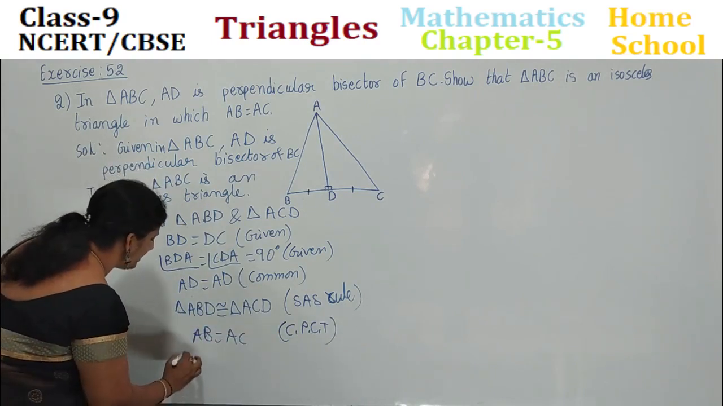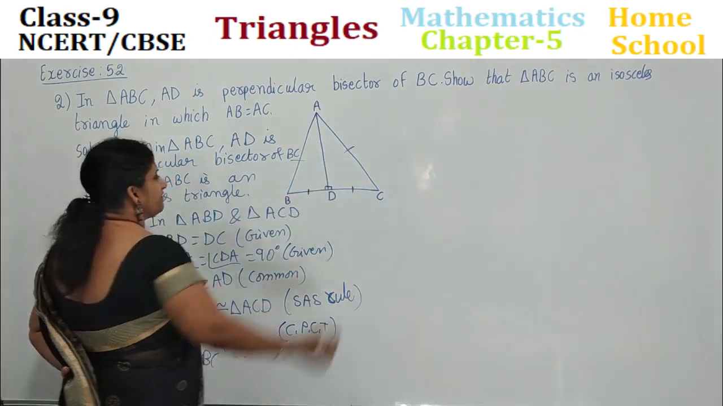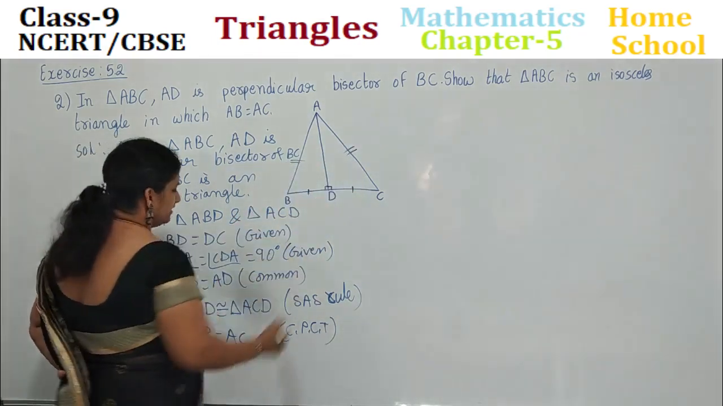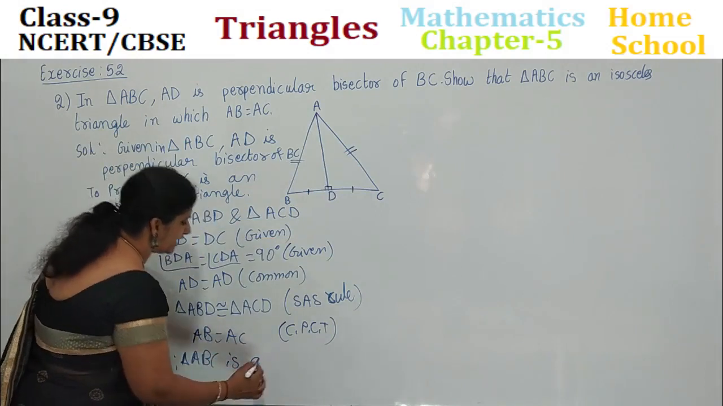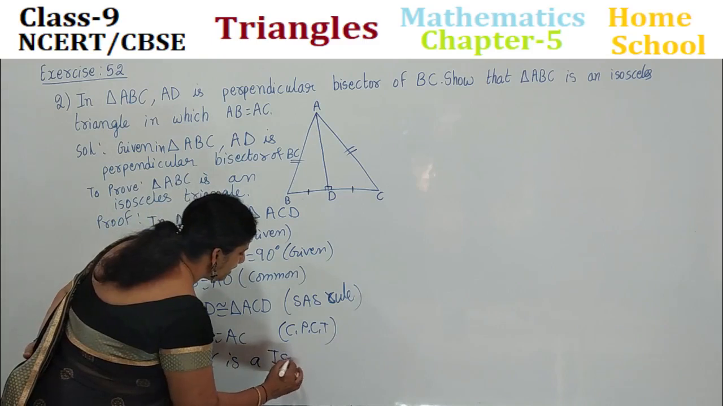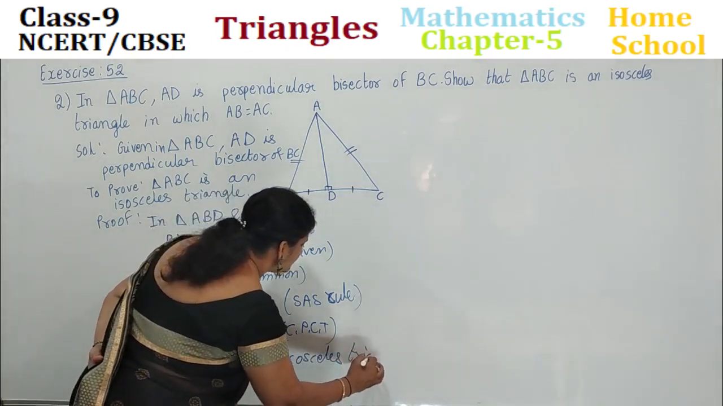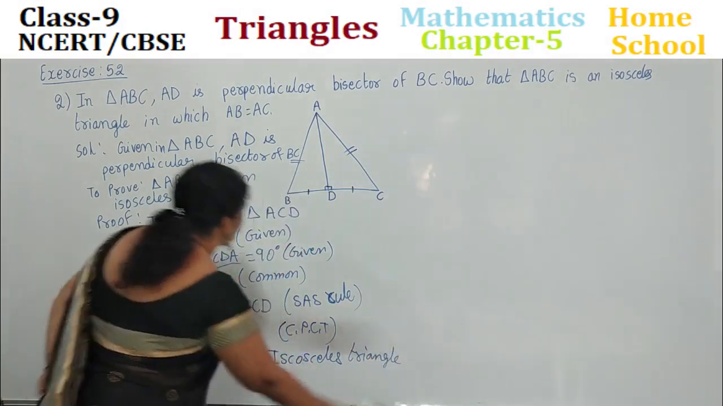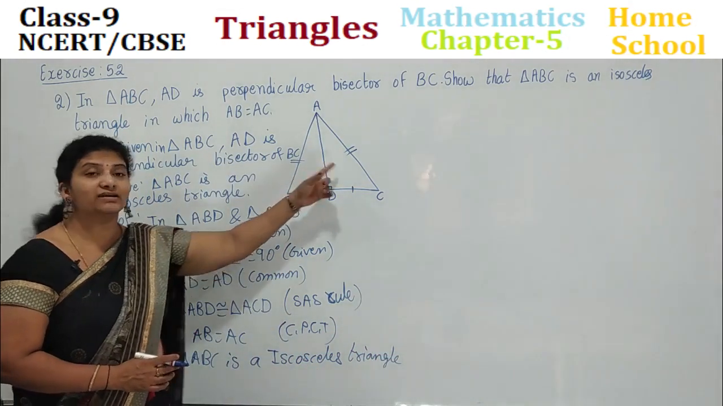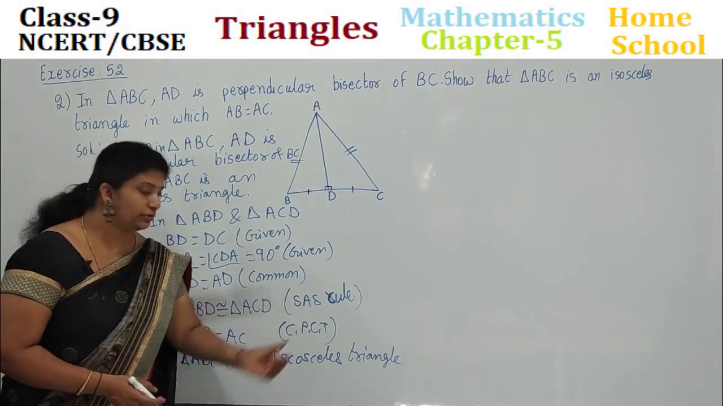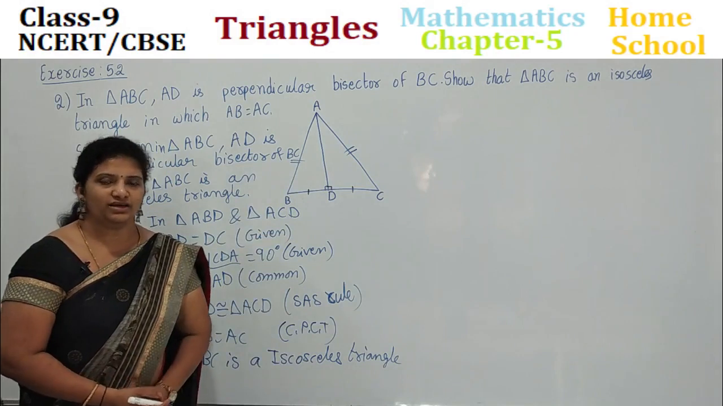Therefore, triangle ABC. Now, AB equal to AC, if I say that, what happens, children? It becomes an isosceles triangle. Therefore, triangle ABC is an isosceles triangle. Hence, it is proved. That's all. We need to prove only this much. Right? Compare the triangles carefully and apply the rule. By CPCT, remaining sides and remaining angles are equal.